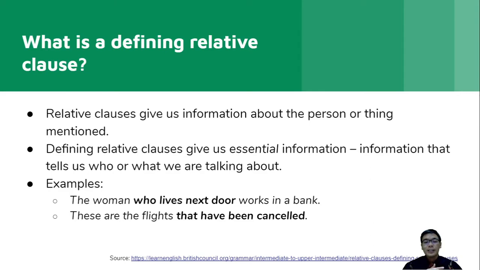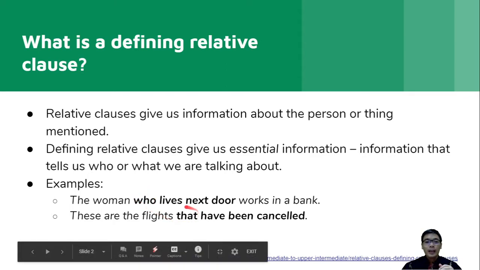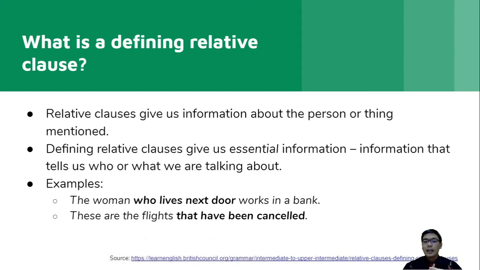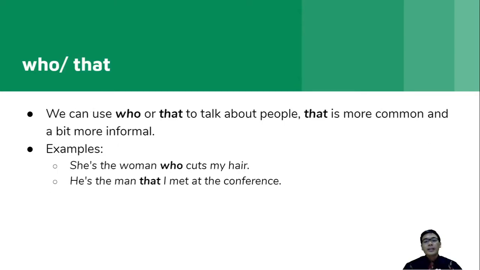Defining relative clauses use relative pronouns. The words who and that are what we call relative pronouns. Let's find out more about relative pronouns, shall we? The first relative pronoun is who and that. We can use who or that to talk about people. That is more common and more informal. But when we want to make it formal, we use who.